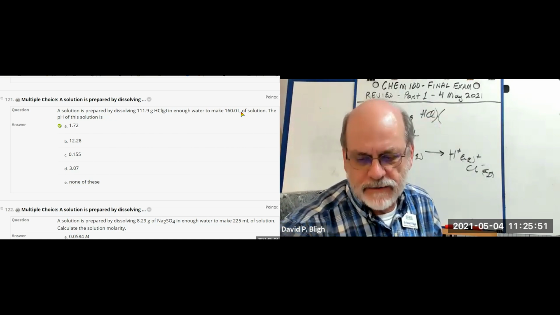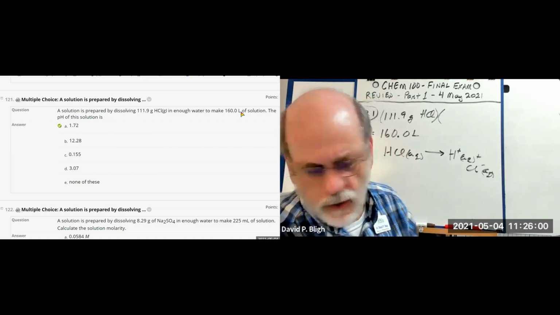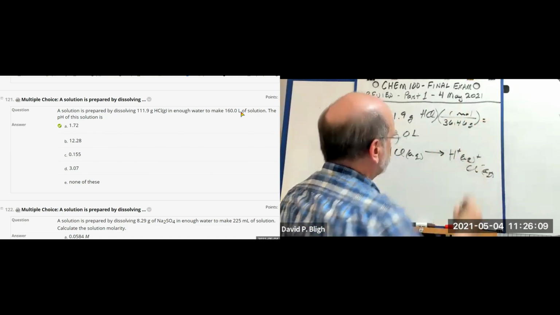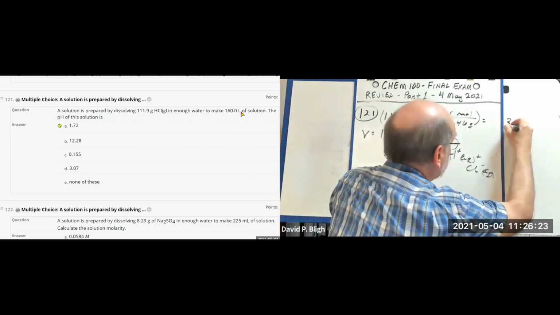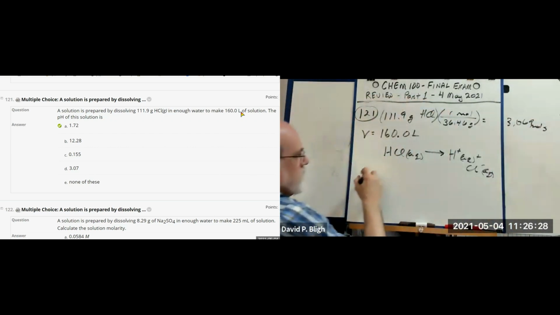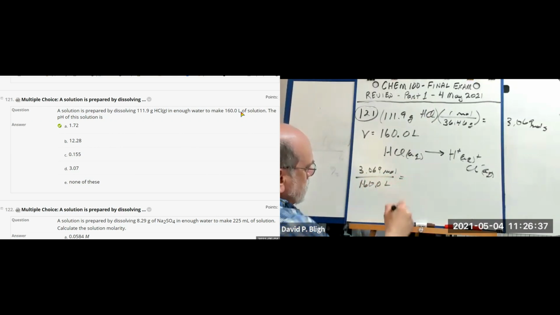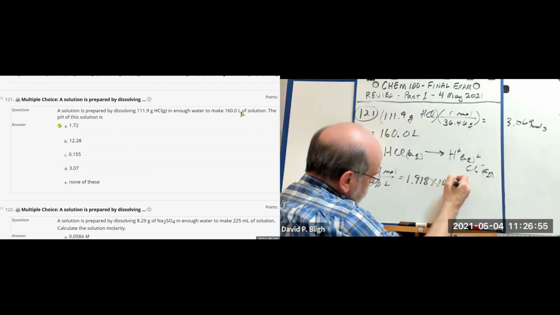So we need moles here, correct? So chlorine is 35.45 and hydrogen is 1.01. So that's 36.46. That'll give us the number of moles. I get 3.069. Okay, now we divide that by volume. 3.069 moles per 160.0 liters is 1.918 times 10 to the minus 2 molar.